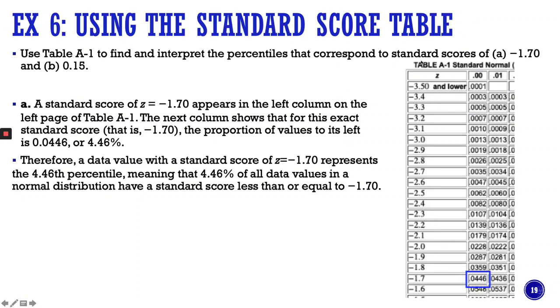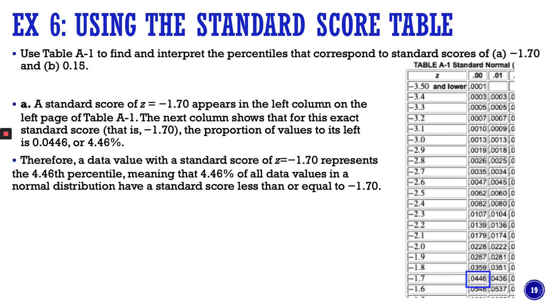So for -1.7, we are going down this way, we look for -1.7, and because it has a 0 for the second decimal value, we go to the 0 here, so 0.00, and this is our value right here. So a standard score of z equals -1.7 appears in the left column on the left page of the table.